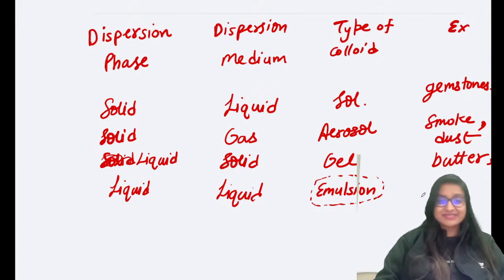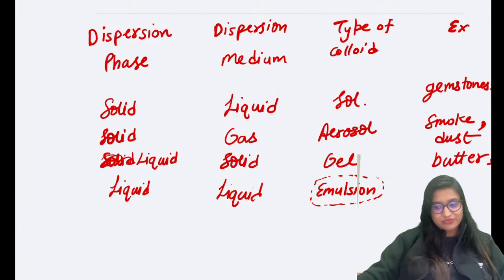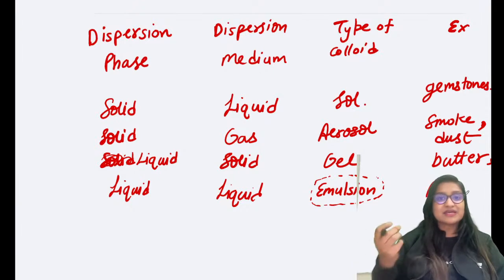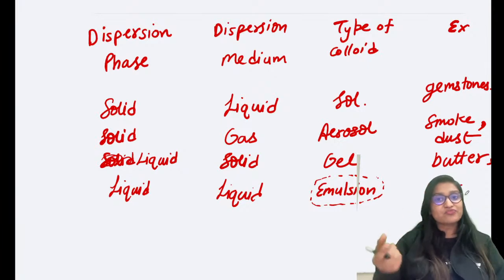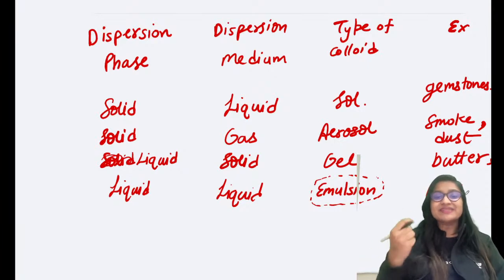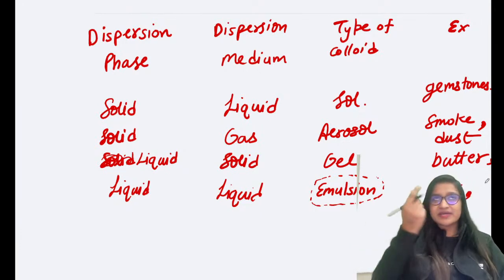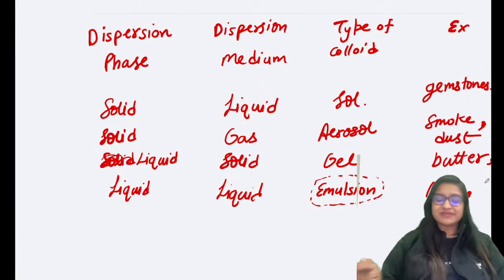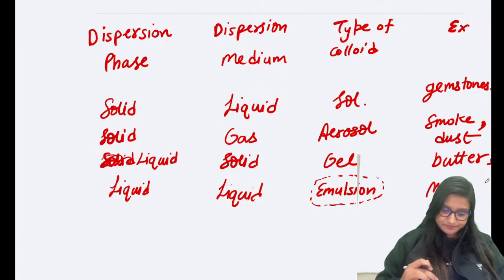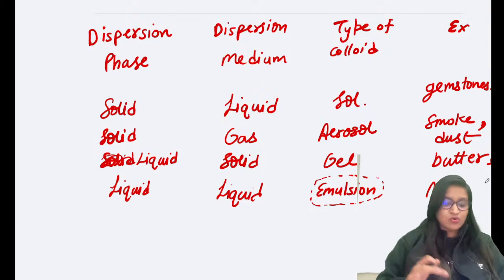So what can be the example? The best example for emulsion is milk. We know that milk is a colloid. So which type of colloid is it? It is an emulsion, okay? Milk can be the example, or hair cream, that can be the example, okay? Is that okay, guys? Shaista, Suraj, we have some more as well.